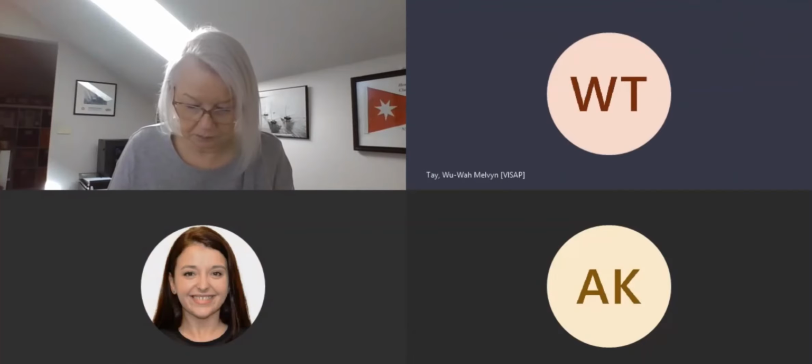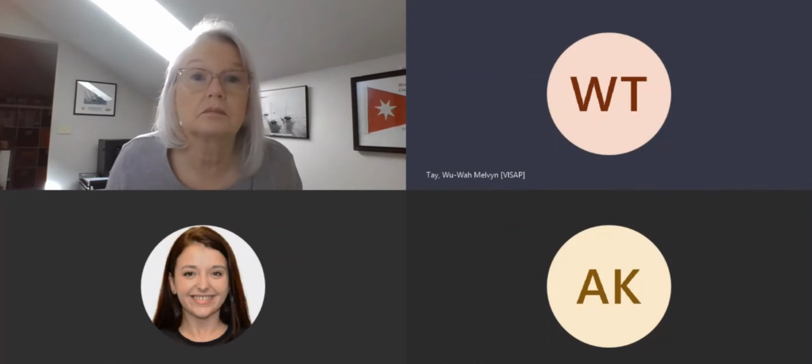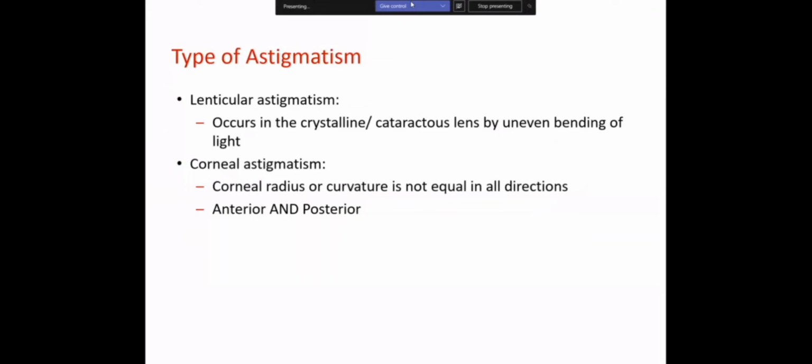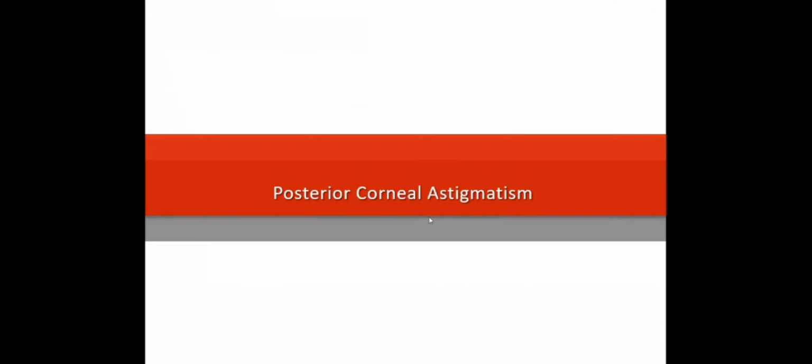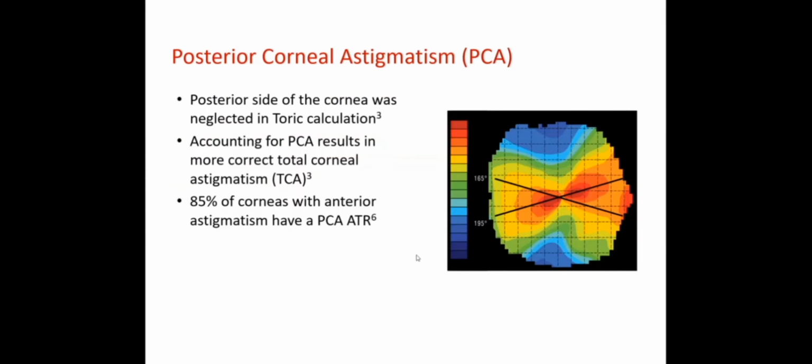Let's switch back. Alright, so a little bit about posterior cornea astigmatism, right? So why is that important? It's important because when you're correcting the cornea astigmatism with a toric IOL, you need to consider both the anterior and posterior surfaces, right?